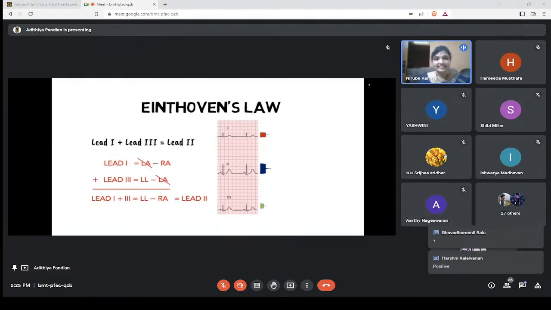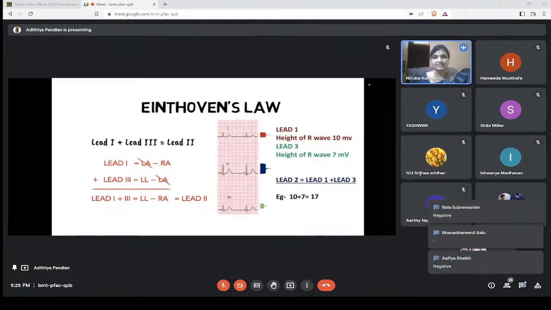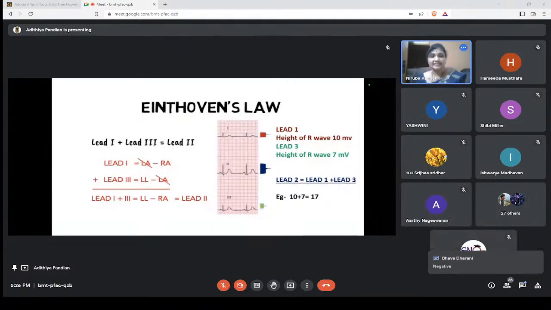Positive. Very good. In lead 3, left arm is negative. So it's getting neutralized almost. So the positive and negative in lead 1 and lead 3 are getting balanced. This is an ECG paper which we have taken. You can see the sum of the voltage of lead 1 and lead 3.